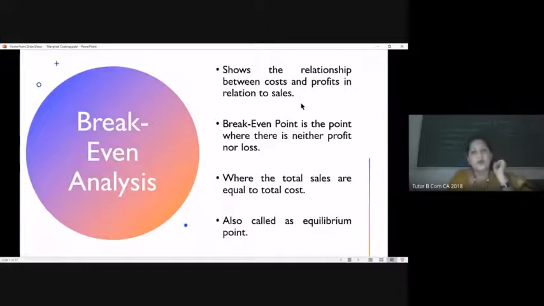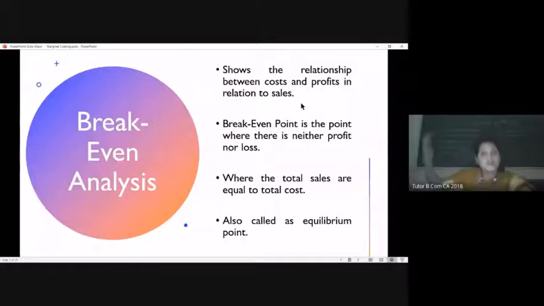because in marketing we often discuss this. Break-even analysis is the relationship between cost and profit when we relate that to the sales value. So we are establishing a relationship between cost and sales and thereby profit, analyzing the profit volume. The break-even point is a point where we have no profit and no loss. That means we have covered our cost fully, our fixed cost plus variable cost.